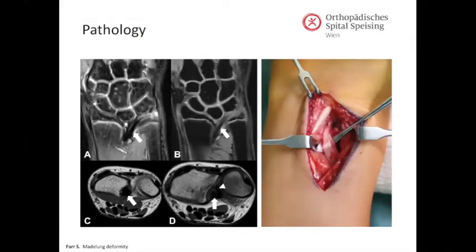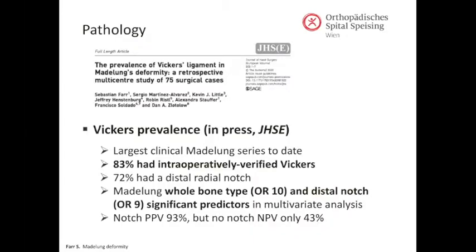Here on these images, you can see the Vickers ligament very nicely. It tethers the radius to the lunate, to the triquetrum, and also some fibers go on to the ulnar head, as you can see here. And on image D, with the arrowhead, you can also see the dorsal part, which refers to the radiotriquetral part of the ligament.